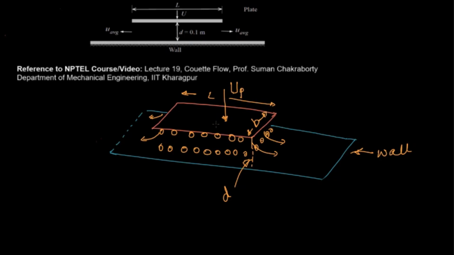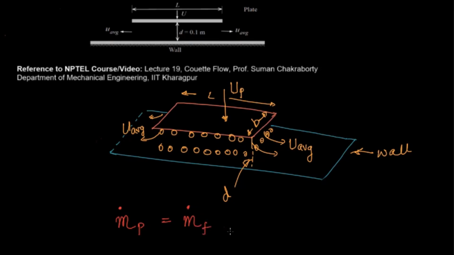Now the rate of mass displaced by the plate when it moves down will be equal to the rate of mass displaced between the plate and the wall through both sides, right? This velocity is given as U average. On this side also we have to consider the velocity of fluid as U average. So the mass flow rate due to the plate should be equal to the mass displaced between this plate and this wall.